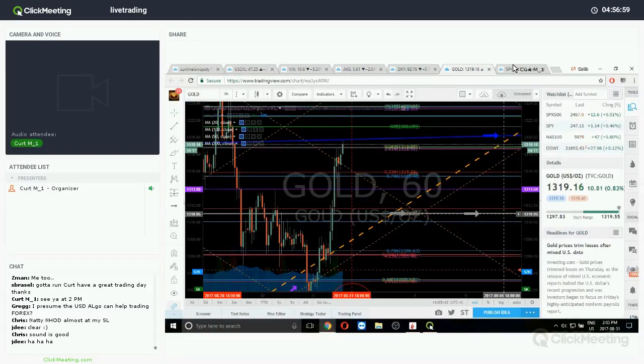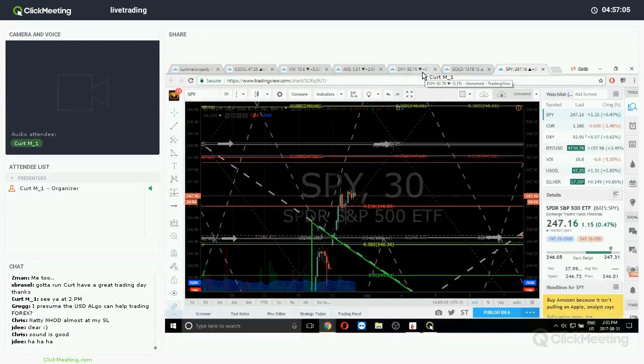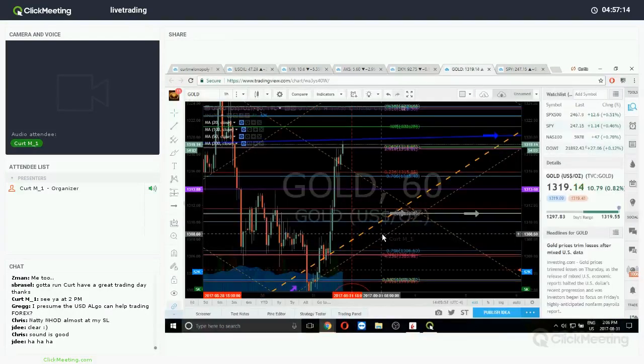What I want to do is give you a primer on Generation 2, 3, and 4 modeling. Generation 1, the gold algo, is a good example of Generation 1. Yeah, it's a good example, if I do say so myself.